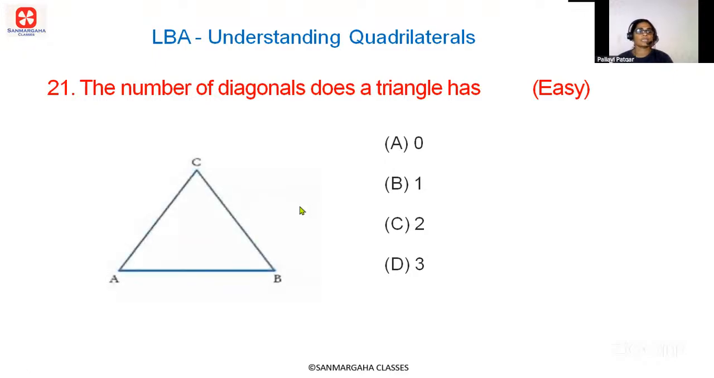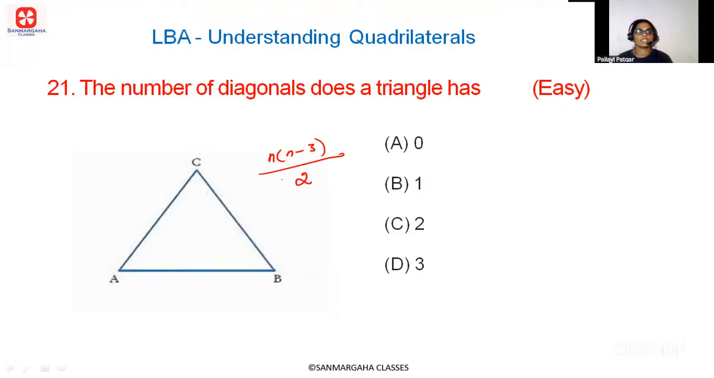so here we have to find out the diagonals. So you can also find the number of diagonals for any polygon using the formula n into n minus 3 divided by 2.